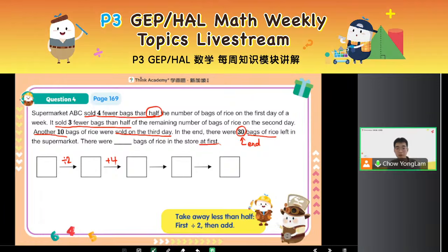The next day, I sell 3 fewer bags than half. So sell half first, but you realize it's 3 fewer than half. I didn't actually sell that much, so it's a plus 3. Okay, and then another 10 bags were sold on the third day. So if I sell another 10, then easy, I will have 10 less, so minus 10. Right, I sell 10 away. And with that, I am left with 30 bags, right? Can everyone follow? Okay, so finish the train diagram, and then now it's everyone's favorite part, calculation.